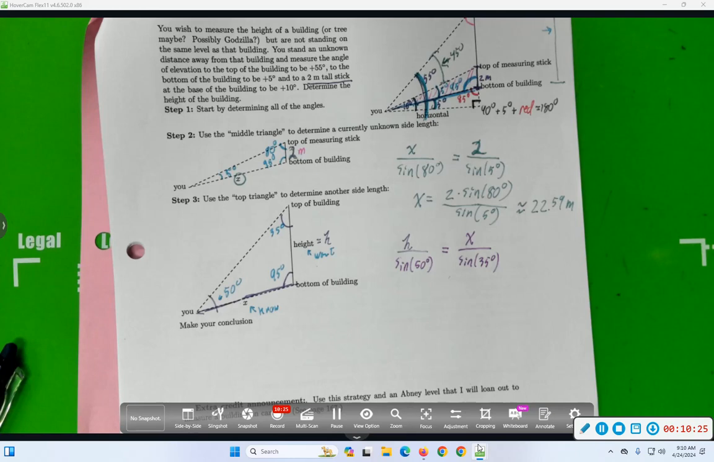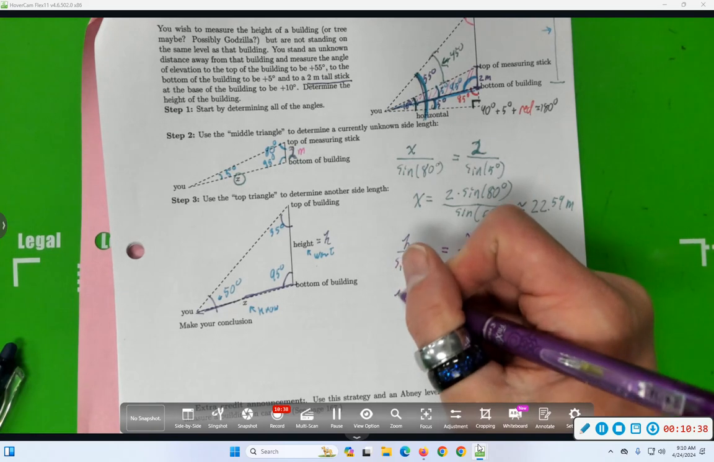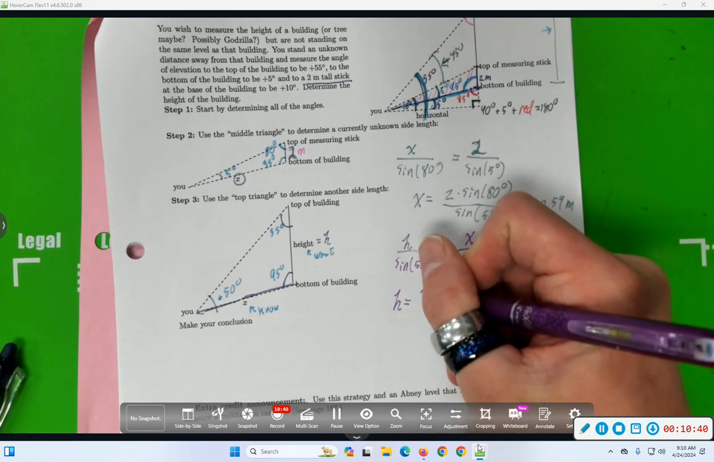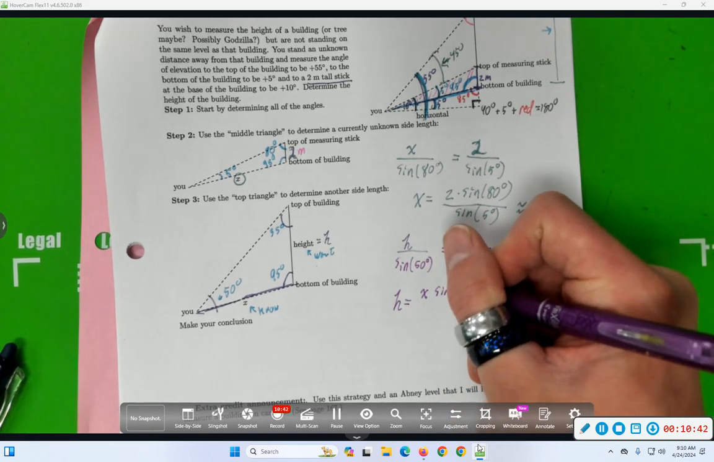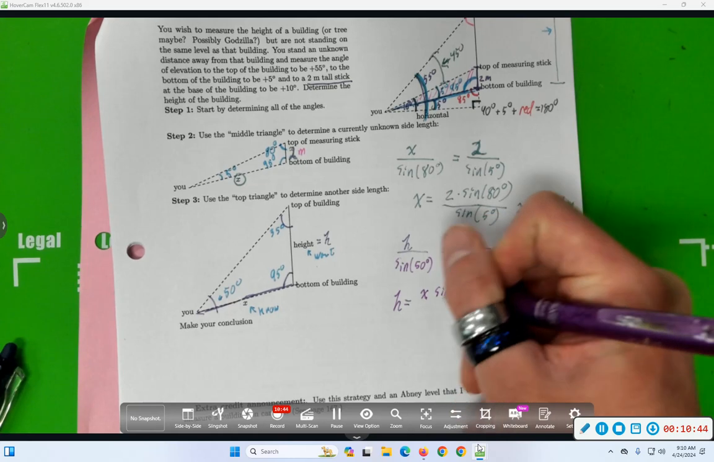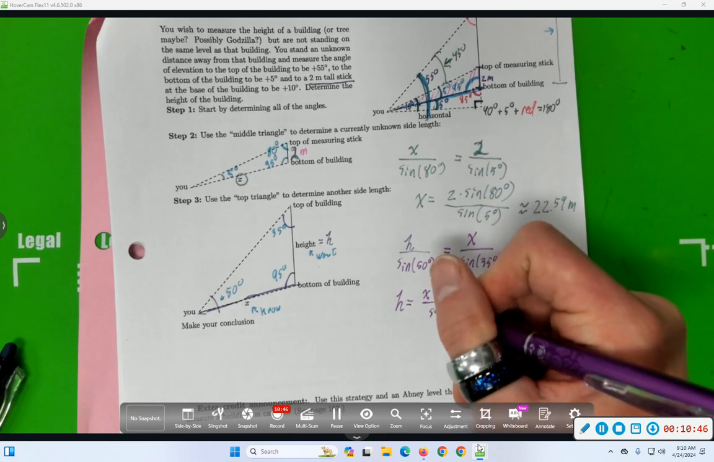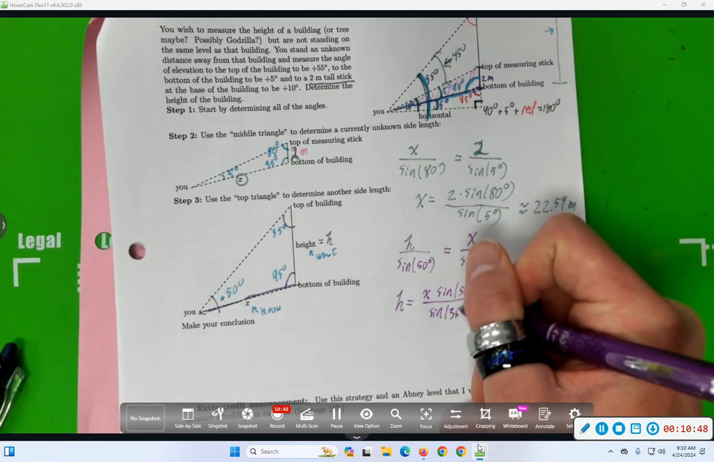That's something you can solve for h? Yeah, let's solve it for h. I guess you have to do the exact same thing as we just did to get x, right? I just need to move that sine of 50 degrees to the other side. H is equal to x times the sine of 50 degrees divided by sine of 35 degrees.